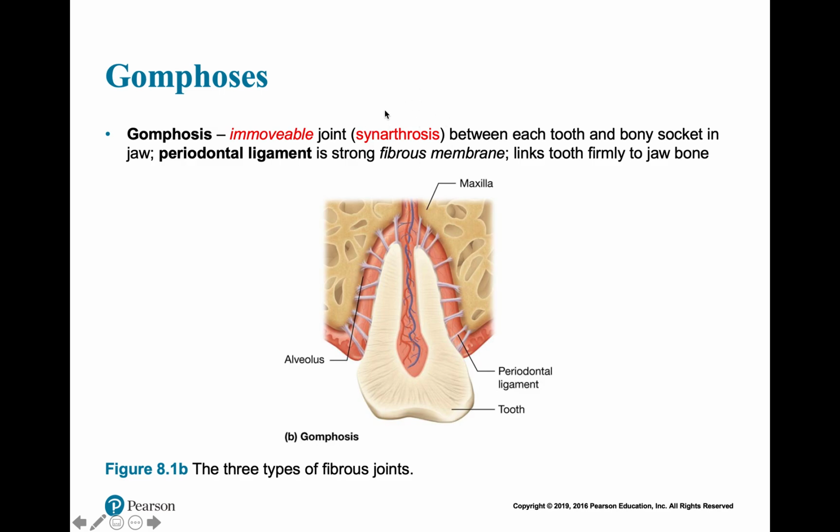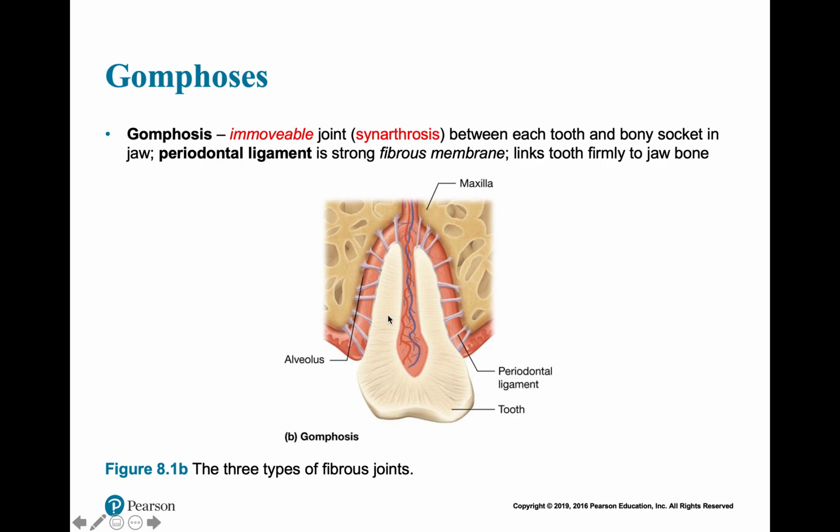It's synarthrotic, meaning it's immovable. It makes sense. We don't want our teeth to move. We want them to be firmly anchored within the jaw bones so that we can eat properly, right? Okay, so that's a gomphosis joint. It's an example of a gomphosis.